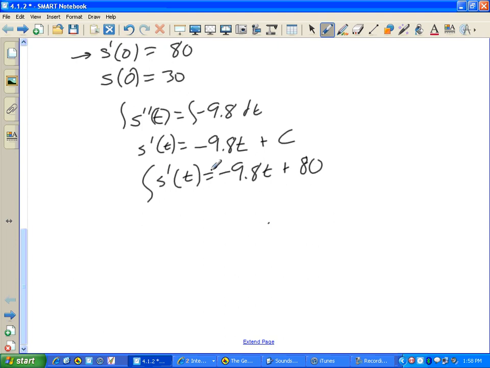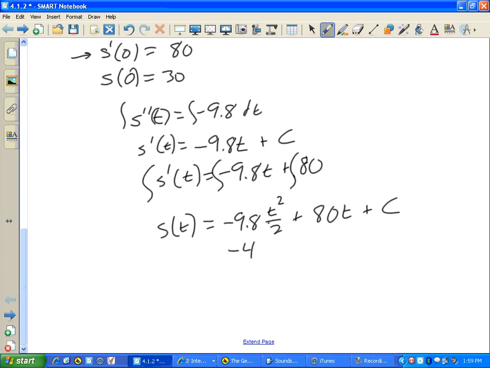If I integrate again, and I'm actually going to split my integral up, that should bring me to my position function. Here I've got a power rule now, so I need to raise my power up by 1. So I've got my constant, my t raised up, also divided by that same power. This integrates to just be 80t, and then I've got my constant again. If we simplify a little bit here, this is negative 4.9 t squared plus 80t plus some constant.